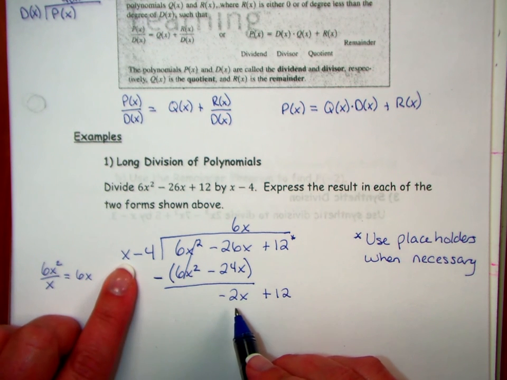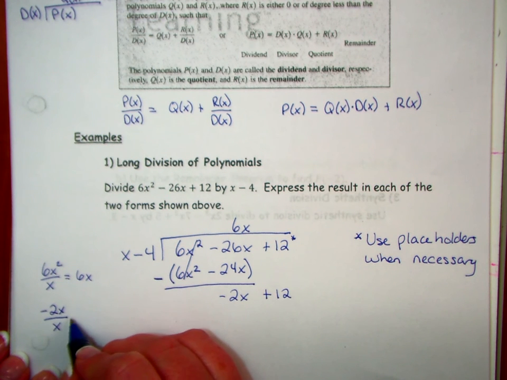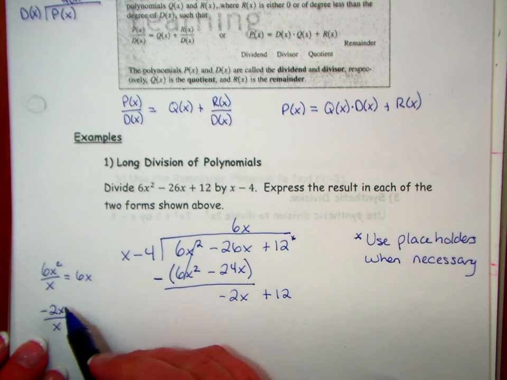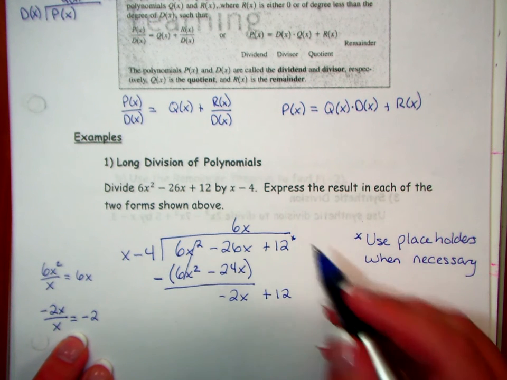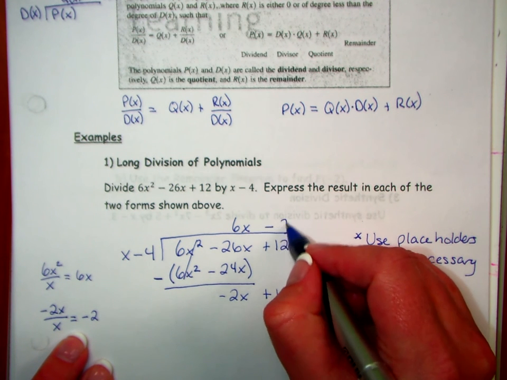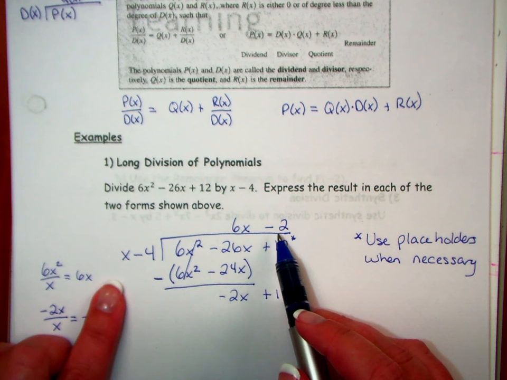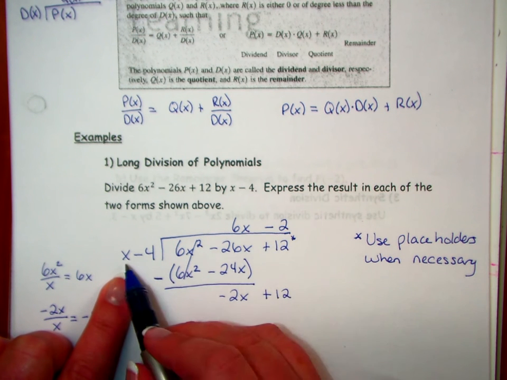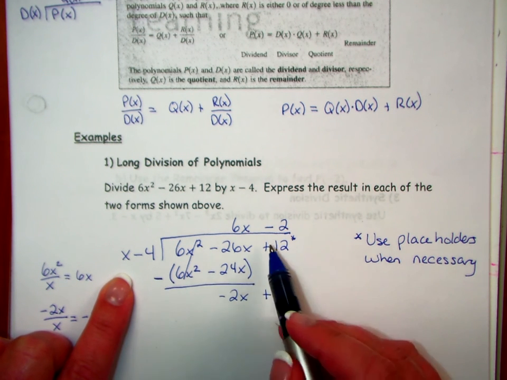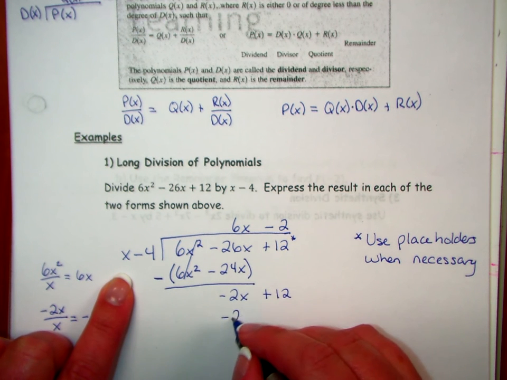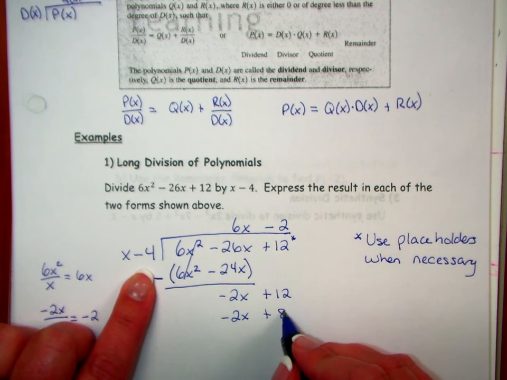Okay, we're going to divide first term by first term. So this time I want to divide negative 2x by x. If I divide negative 2x by x, the x's will cancel and I'm just left with negative 2. All right, so the minus 2 is going to go above the constant here. And then I need to distribute just the minus 2 through the divisor. So negative 2 times x and negative 2 times negative 4 is what I'm going to write down here. So negative 2 times x is negative 2x. Negative 2 times negative 4 is positive 8.